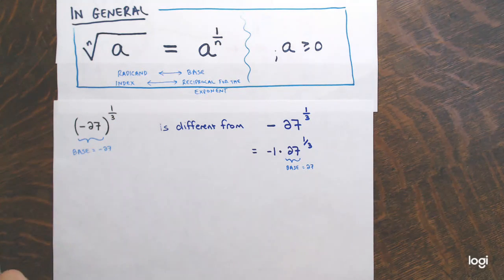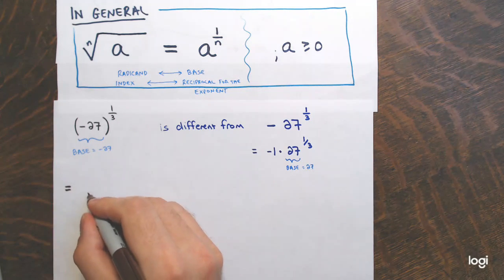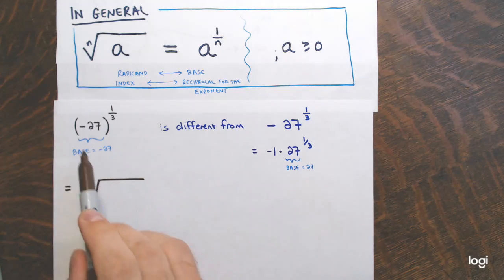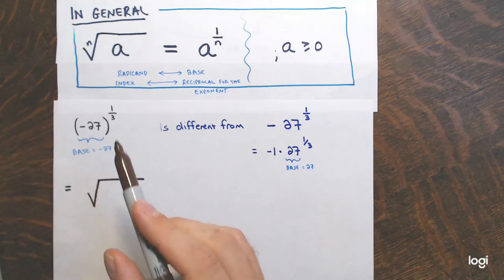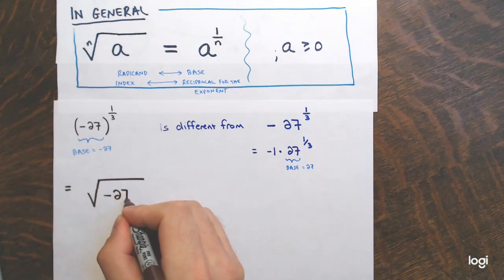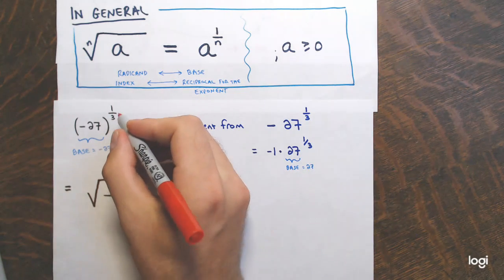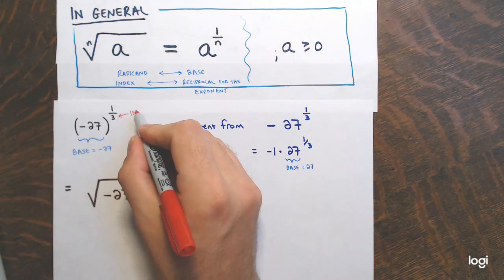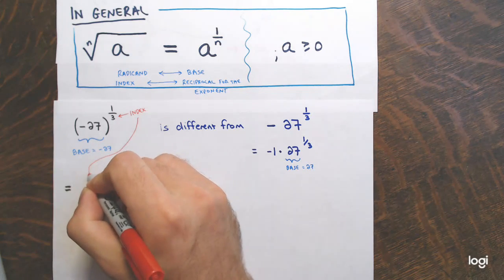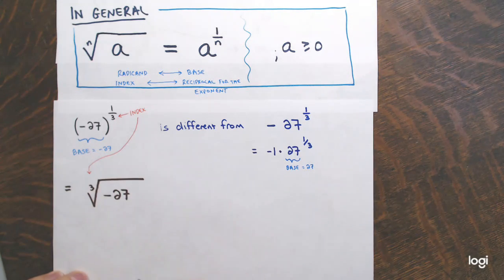So back to my original example, I have this, in parentheses, negative 27 to the 1/3 power. I'm going to write this as a radical. This is equal to, I'll put the radical symbol. Remember, the base is the radicand, so negative 27 is going to go underneath the radical symbol like this. And remember the denominator of the power, 1/3, the denominator is the index. That's going to go right here. Now this is an index of 3, so that's a cube root. I put the 3 there where the index should go.